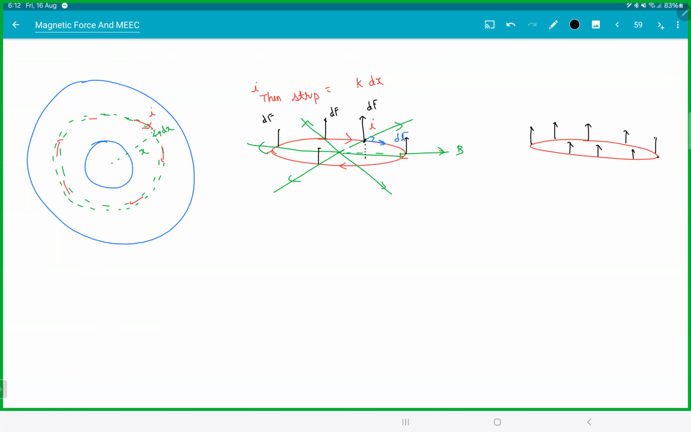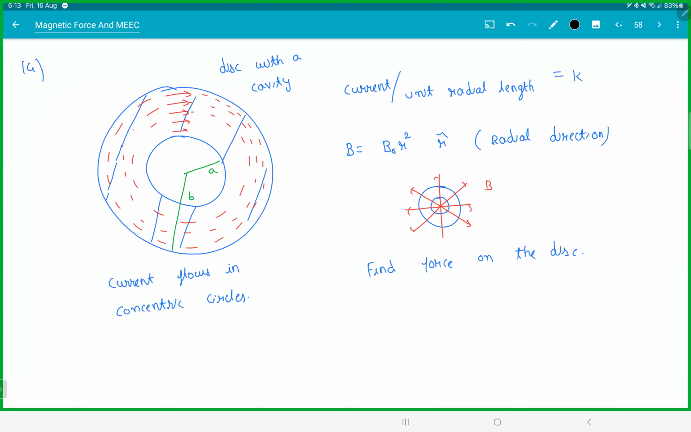So dl is along the tangent and B bar is in the radial direction. So when you do dl cross B bar, you are getting an upward direction. This is the force. So force on the ring would be I dl cross B. Here all these dl also will add up, so that would be the length 2 pi x and B would be B naught x squared. Field is B naught r squared.